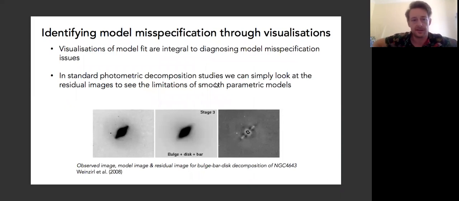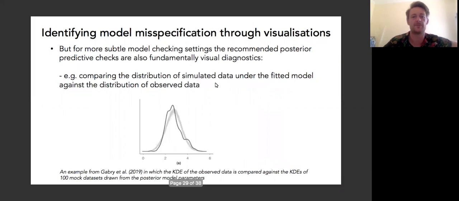All right, so now I'd like to just briefly say a couple of things about how we might diagnose misspecification. I've said before in the case of photometric decomposition that you can simply look at the residuals, and the presence of non-random structure is a very clear sign. But using visual diagnostics is also, I guess, the most powerful way to search for misspecification in a Bayesian model, which is not so directly fitting something in a visual context like a galaxy image.